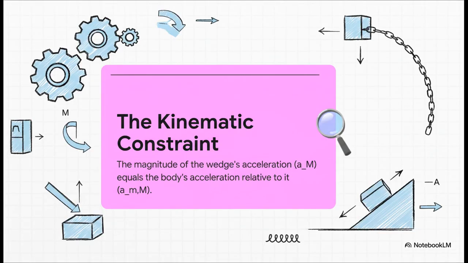So if the distances they move are linked, then their speeds must be linked. And most importantly, their accelerations have to be linked too. And that is our missing piece. The size of the wedge's acceleration to the left has to be exactly the same as the size of the block's acceleration relative to the wedge. This is the 5th equation we've been hunting for.